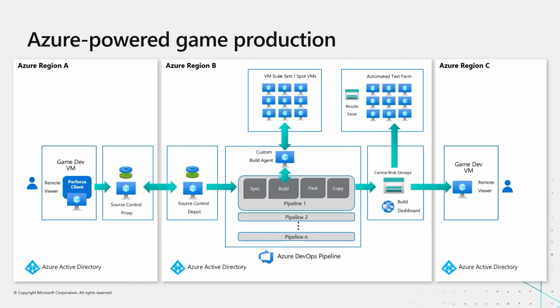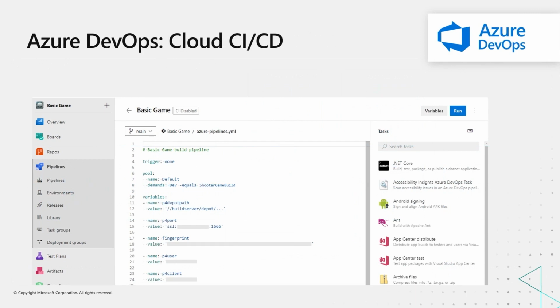A code change made it from the developer in one region through source control and through a build pipeline in a central region, and then onto a producer in a third region for review. Let's take a quick look at the pipeline's code in Azure DevOps. Now we'll breeze through this pipeline to give you a flavor of how things are set up to achieve what you just saw in the demo.